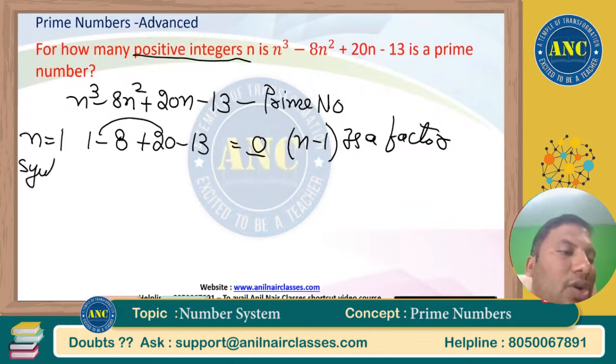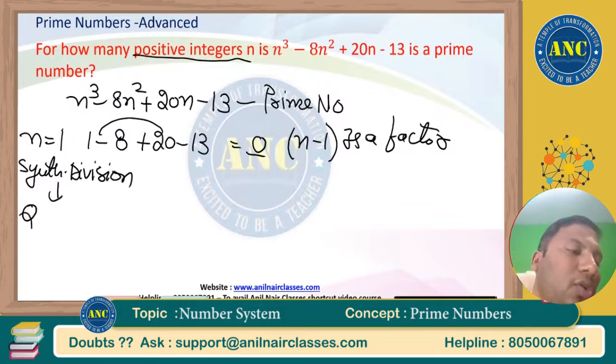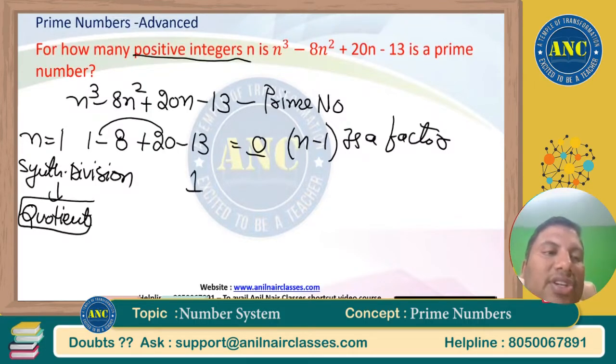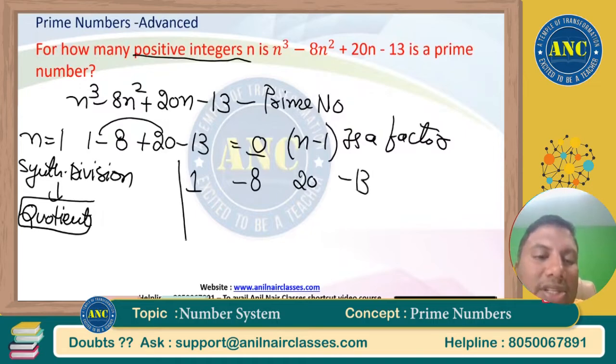Now let us do synthetic division. What is synthetic division? Synthetic division helps us in finding the quotient. How to do it? The n cube coefficient is 1, the n square coefficient is minus 8, the coefficient of n is 20, and the constant is minus 13.